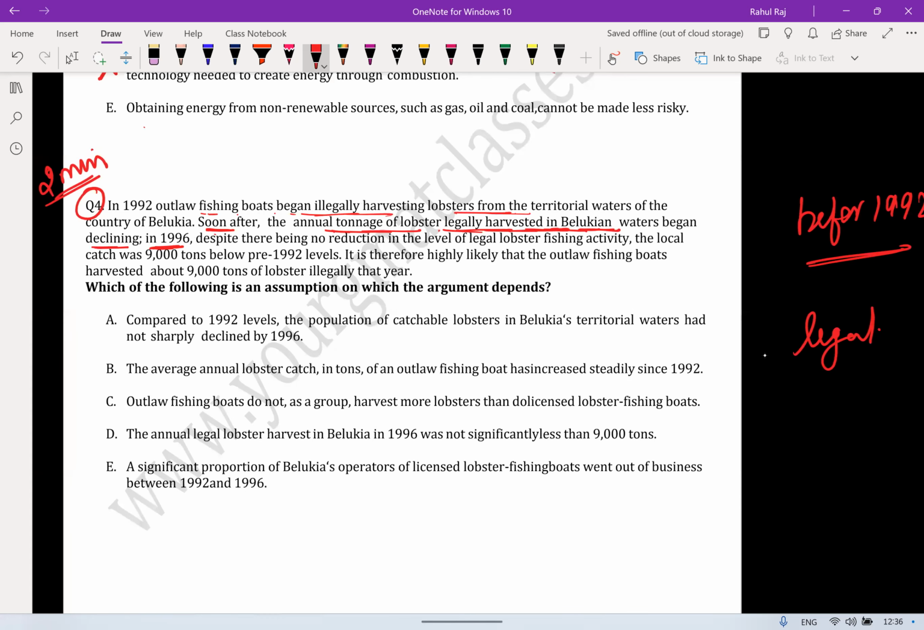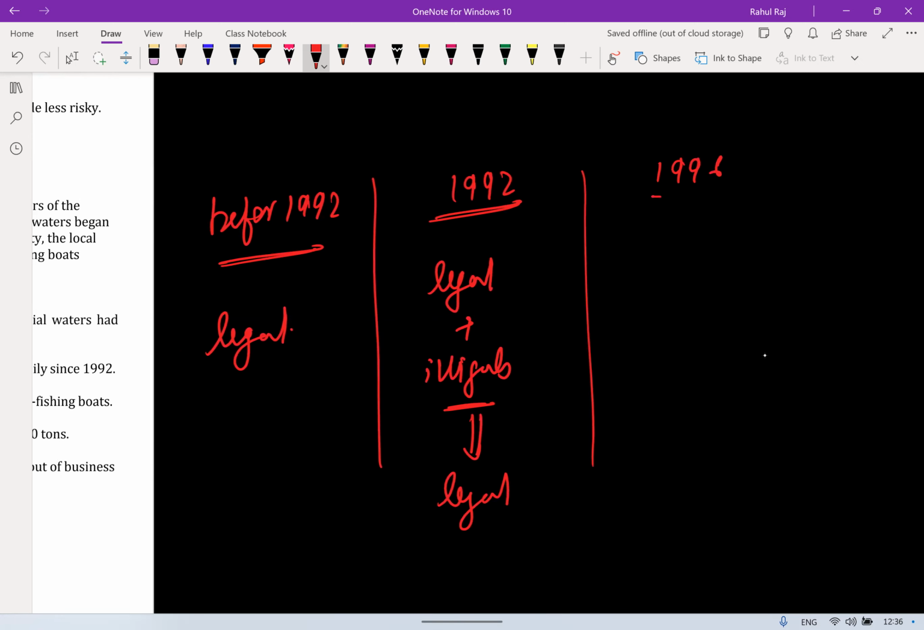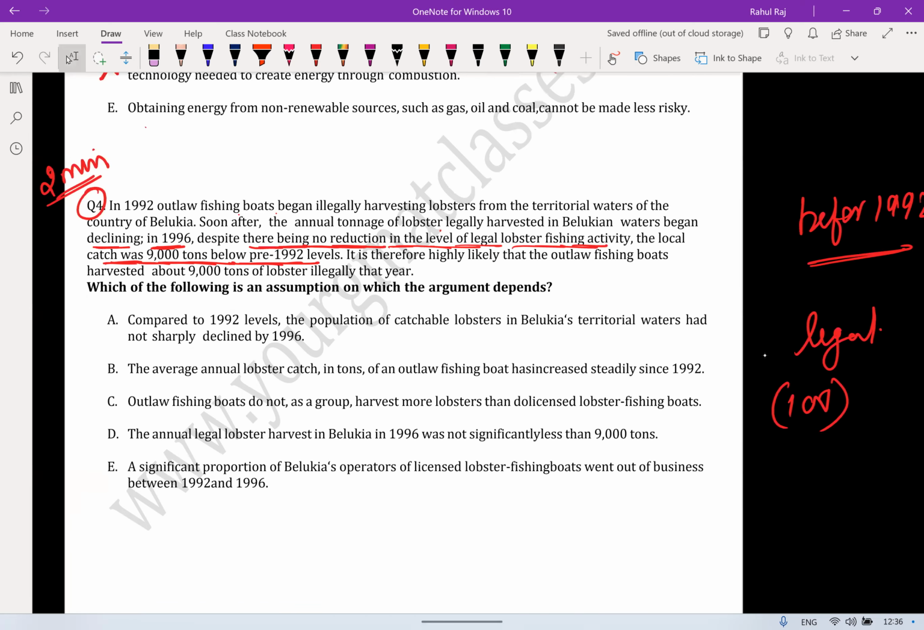In 1996, despite there being no reductions in the level of legal lobster fishing activity, the local catch was 9,000 tons below the pre-1992 level. It means what? They are trying to say in 1996 there were no reductions. If the legal boats were 100 in 1992, in 1996 also there are 100 legal boats.